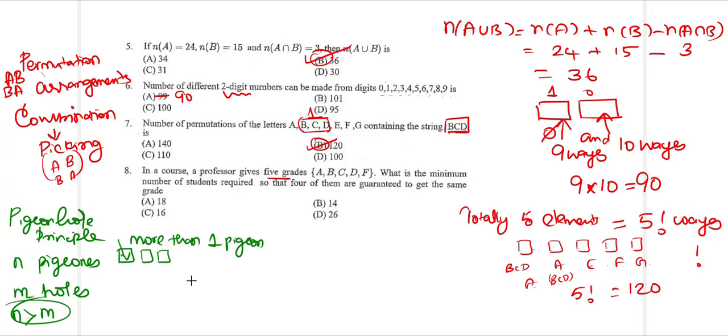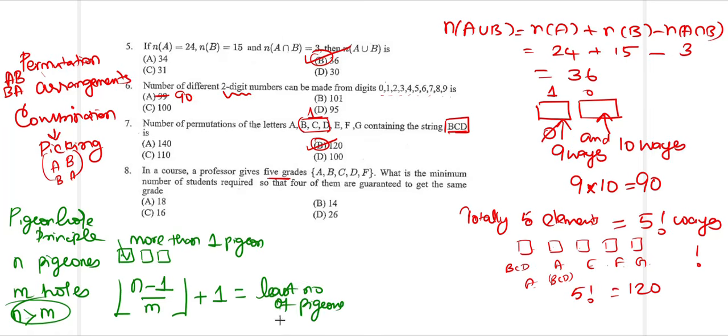In a generalized way, if you have more pigeons and fewer holes, then the least number of pigeons that can be accommodated in one single box is given by the formula floor of (n minus 1) divided by m, and then you plus 1. This will give me the least number of pigeons in a hole.